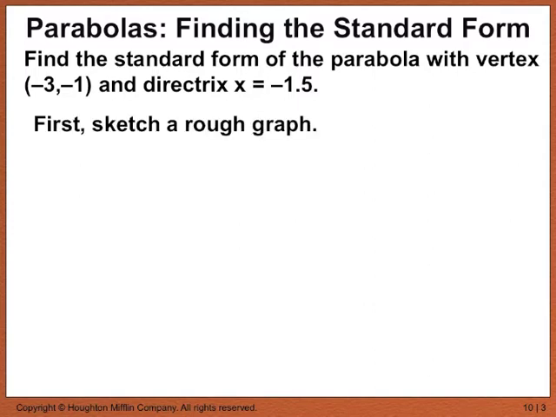So first step, as always, we're going to sketch a rough graph. And we plot the points that we know. So (−3, −1) is the vertex that's given to us. And the line x equals negative 1.5 is the directrix. So from the definition and nature of a parabola, we can automatically sketch it as a left-facing parabola.